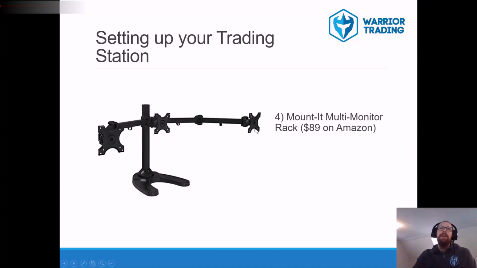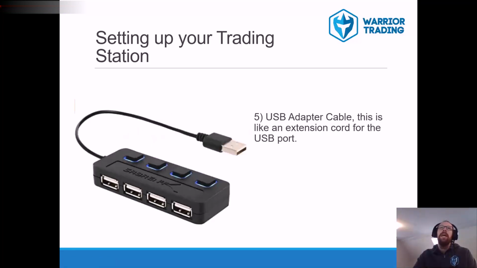Simple multi-monitor mount. You've got your 3 monitors with 1 laptop in the middle, $89 on Amazon. And then this is your USB adapter. So here is where I plug in monitor 1, monitor 2, monitor 3, monitor 4. And then all I have to do each day when I want to run my system is I just grab my little plug right here, plug it in, and I'm good to go. They all fire up. All right, that's it. I mean, it's that easy. It's pretty simple to get squared away.